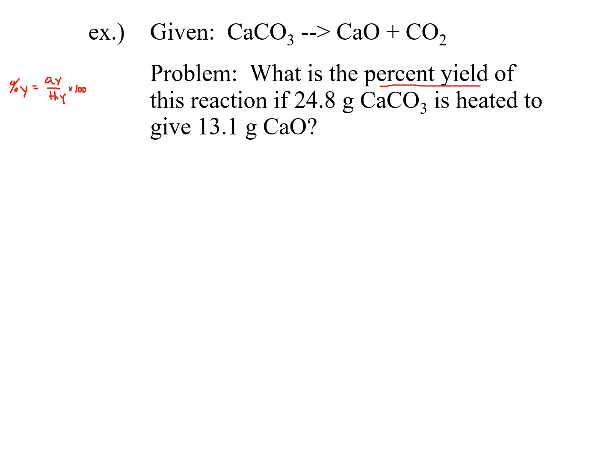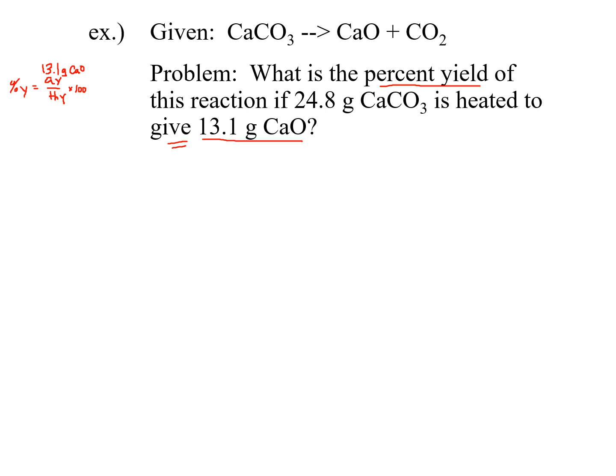Remember what those mean. Actual yield is how much did you actually make in real life? Well, you didn't actually do this, so the problem has to tell you how much you produced. So they do. They tell you how much you produce. They told you that it gives, right, it produces 13.1 grams of CaO. So you know that the actual yield here is 13.1 grams of CaO.